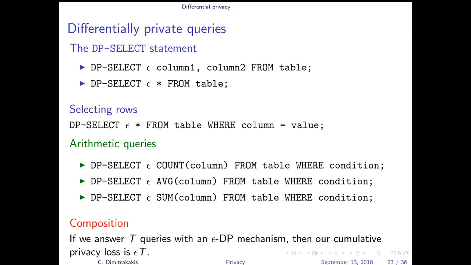But if some of these are more sensitive than others, then you might want to say, okay, have a small epsilon for the really sensitive ones and a big one for the less sensitive ones. Okay?